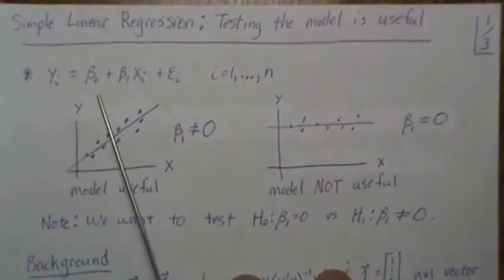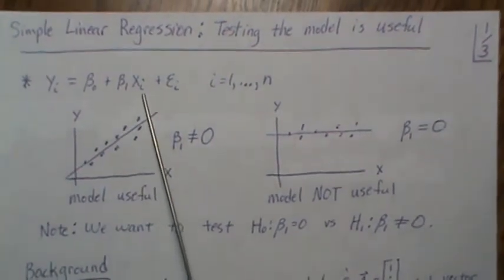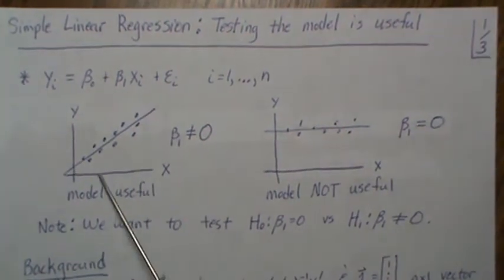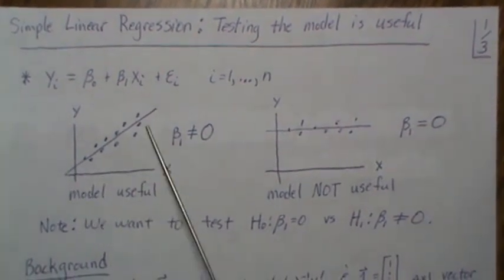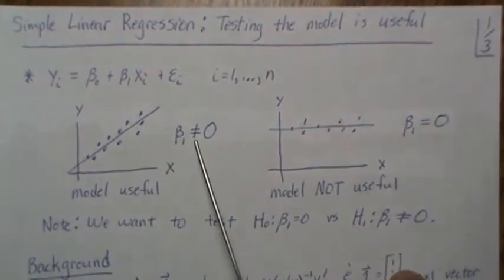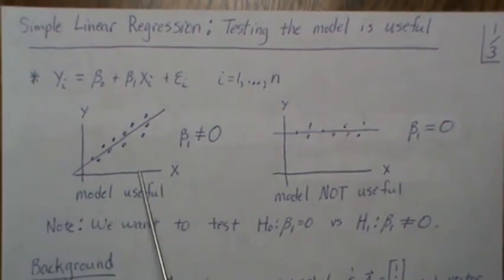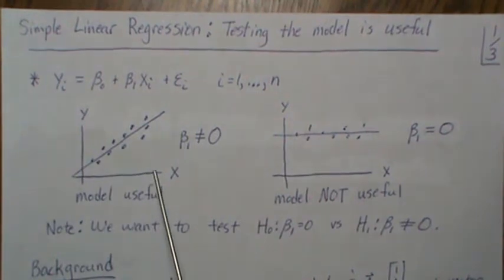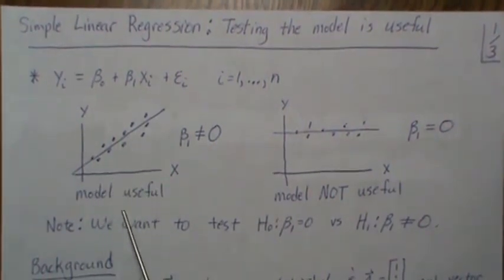So our model is this. Basically X and Y follow a line with some fluctuation. For example here, it fluctuates around this line, and in this case the slope is not zero, and we're saying that the model is useful, because if the X is a little bit low, then we're going to predict a Y here. If it's a little bit higher, then we're going to predict a Y up here. So it makes a difference.